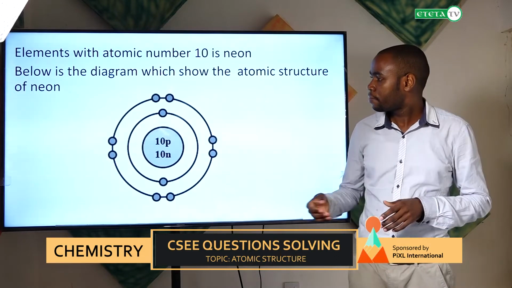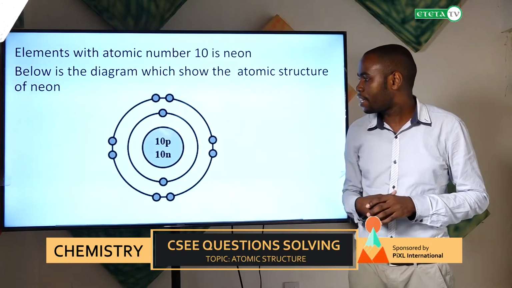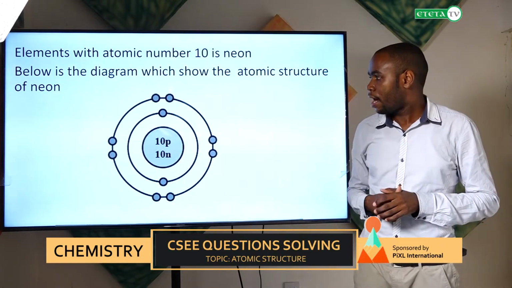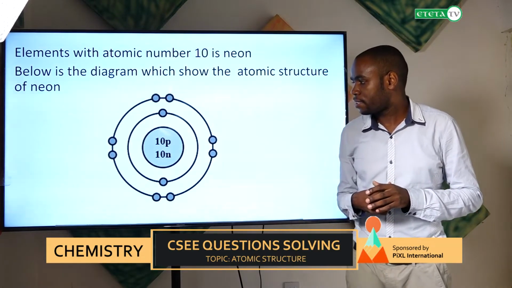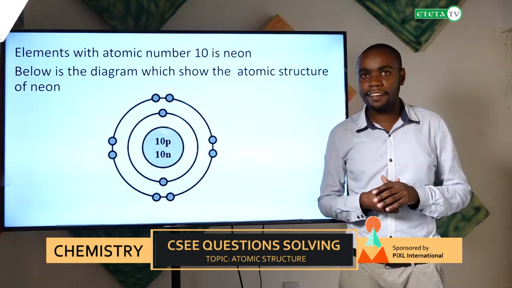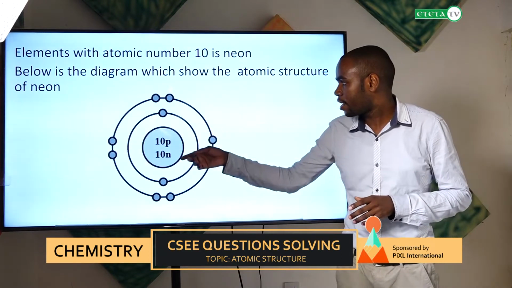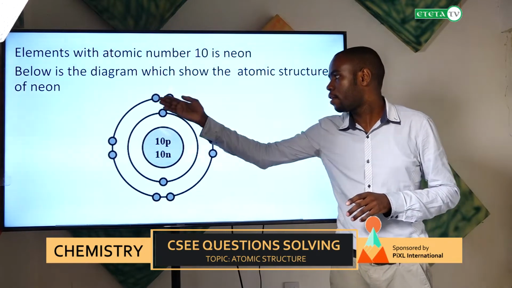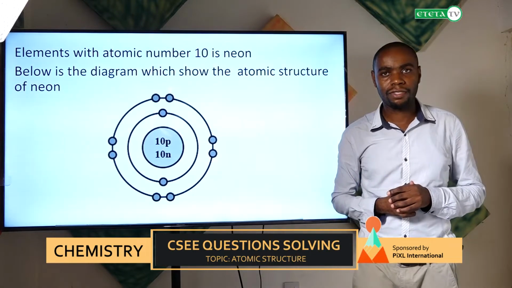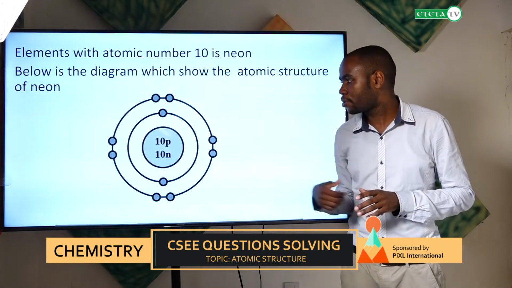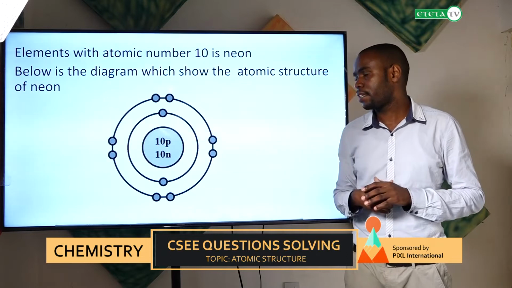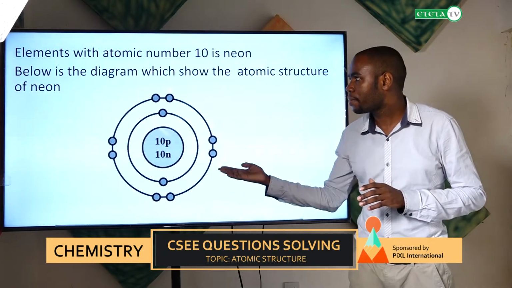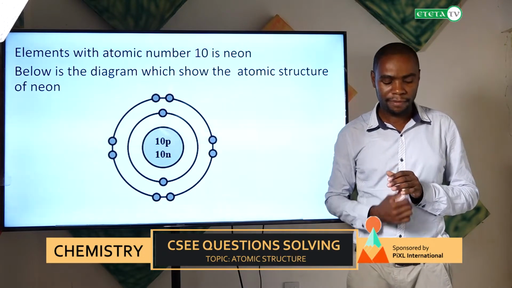As you see here, inside is the nucleus which comprises 10 protons and 10 neutrons. Outside the nucleus there are shells, and the shells carry electrons. The first shell carries 2 electrons, and the second shell carries 8 electrons. So we have 8 electrons in the outermost shell and 2 electrons in the inner shell. So this is the atomic structure of neon.